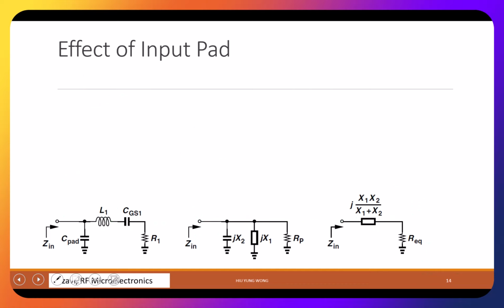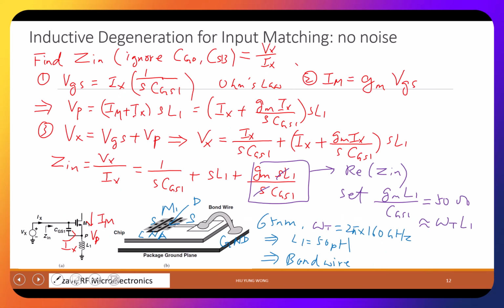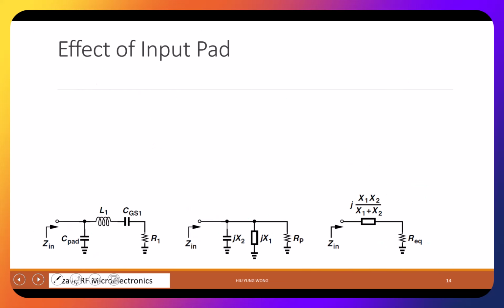Now, the reason I do that is we want to ask: we just now talked about this circuit. I have CGS1, I have L1, and I match it very well, right? I get 50 ohm. But unfortunately, I have CGS1, I have R1, but unfortunately, by the way, what is R1? R1 is the 50 ohm we just matched. Okay.